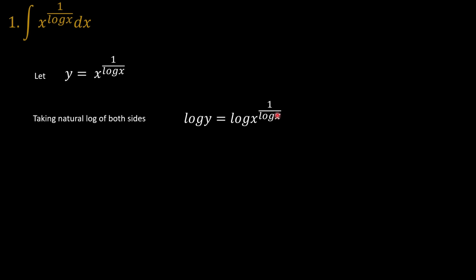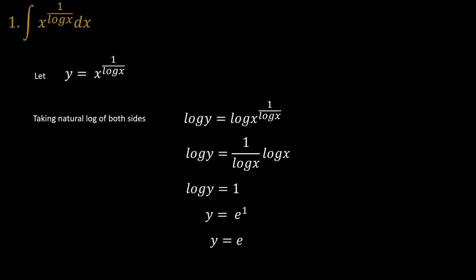And so using the properties of logarithm, the power inside the log function can be brought to the front so that it becomes a constant. What that means is that log y is equal to 1 over log x times log x, and the log x's cancel out. And so you're left with log y is equal to 1, and therefore y is equal to e to the power 1. And so y is the same as e.